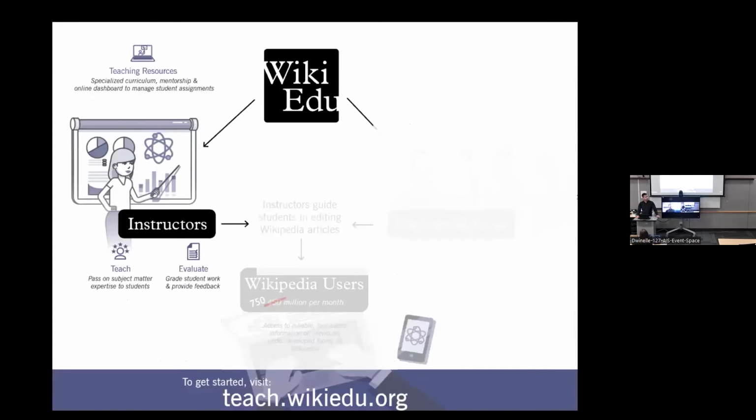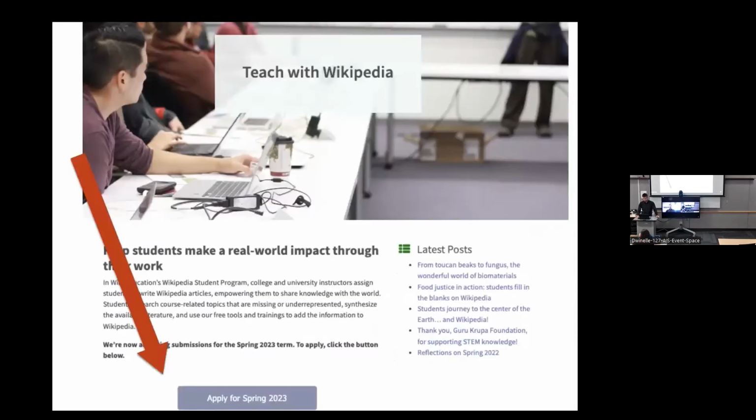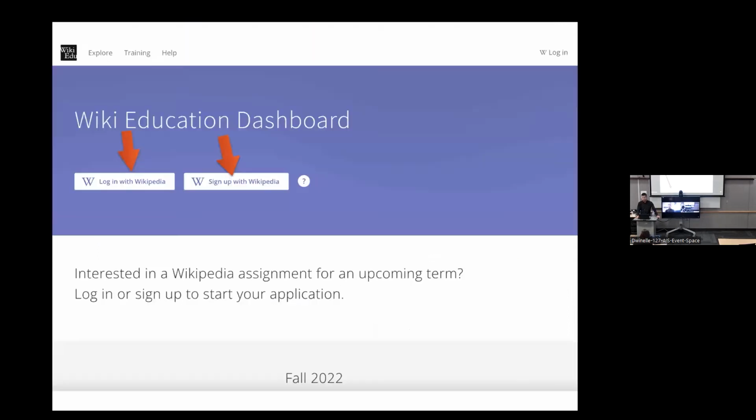So to get started, all you do is visit teach.wikiedu.org, and it will bring you to the following page. Here, you'll click the icon to apply for spring 2023, and it will lead you to Wiki Education's dashboard. On the dashboard, if you have a Wikipedia account already, you'll be prompted to log in with that. If you don't, you'll be prompted to create a new account with a username other than your real name, and asked to allow sets of permissions so that our dashboard can connect with your Wikipedia account.